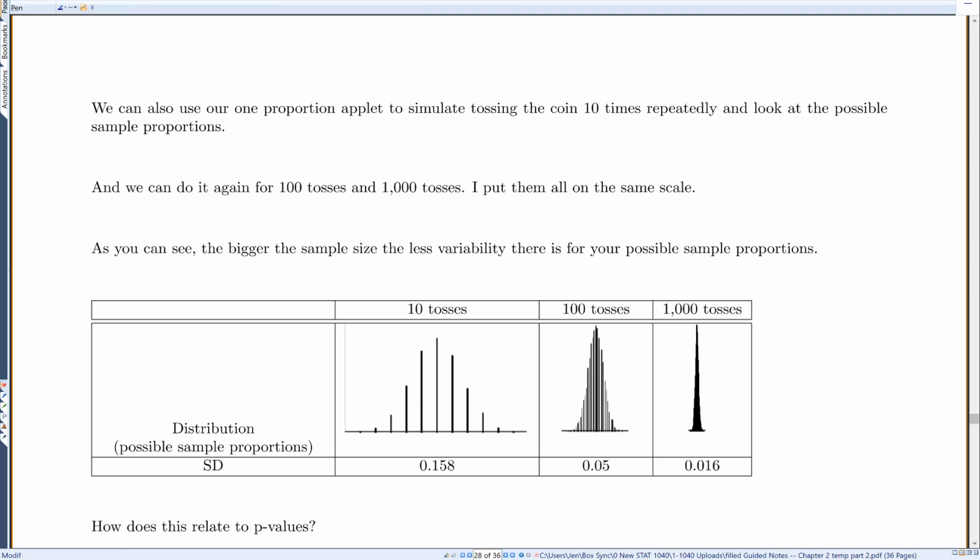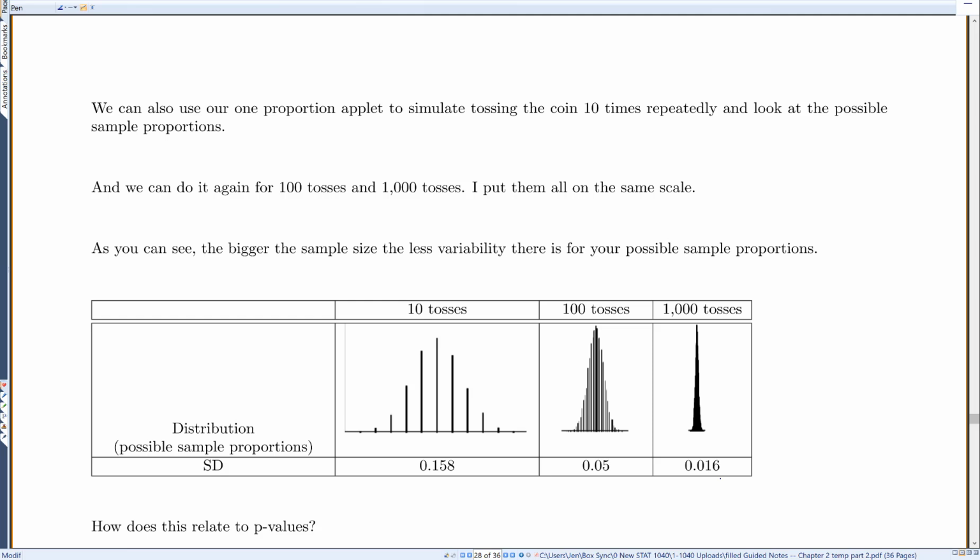For 10 tosses, my SD is pretty big. It kind of looks like a normal curve, but it's not quite filled in all the way yet. At 100 tosses, it's pretty filled in. It looks like a normal curve. My SD is only 0.05. And at 1,000 tosses, this is still a normal curve. It's just squished so much to be on that same scale that it doesn't really look like it, but it is a perfect normal curve. My SD is all the way down to 0.016.